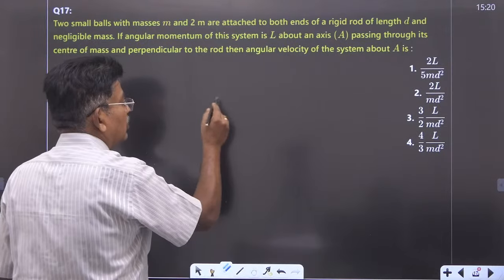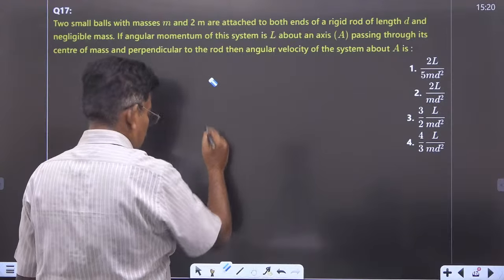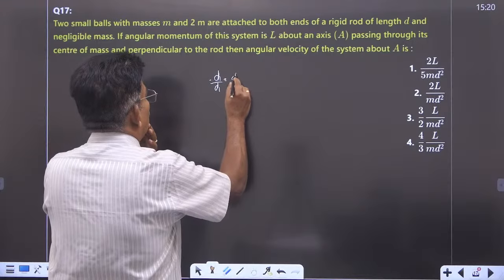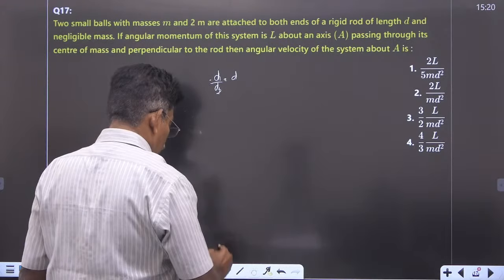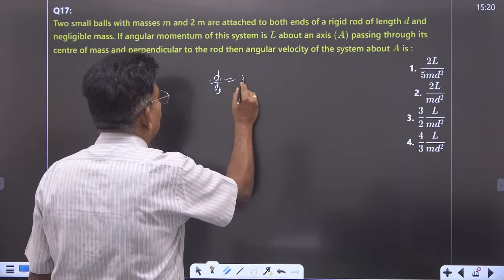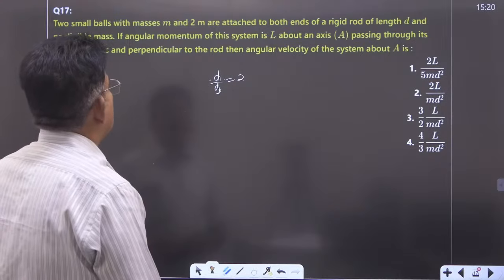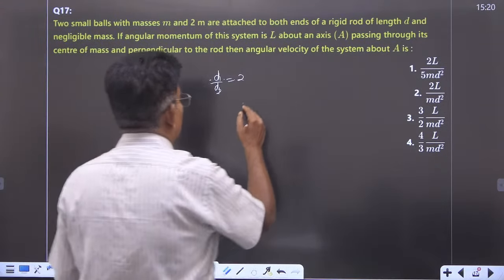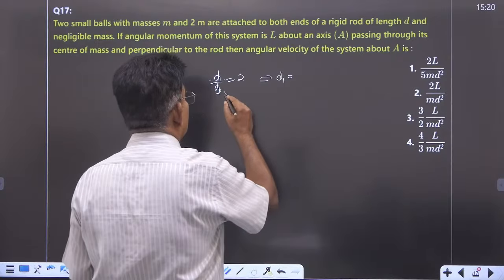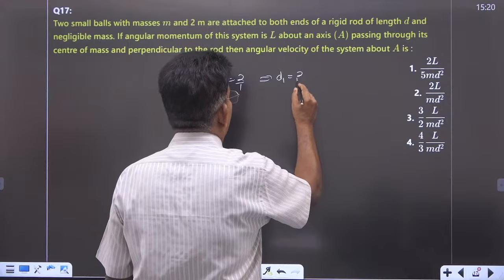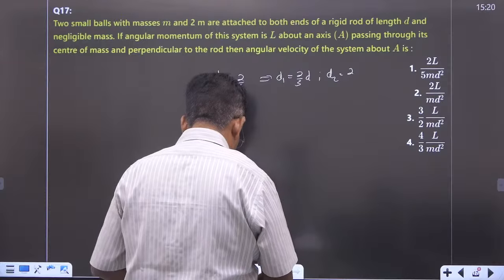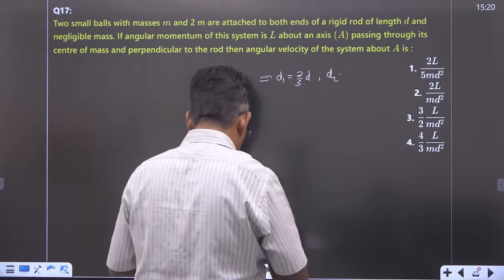Okay, so I'm leaving the diagram and writing it. Distance d1 by d2 is equal to 2. Now tell me, the total length of the rod is d. Therefore, d1 will be divided in what ratio? 2 by 1. d1 will be 2/3 of d and d2 will be 1/3 of d.